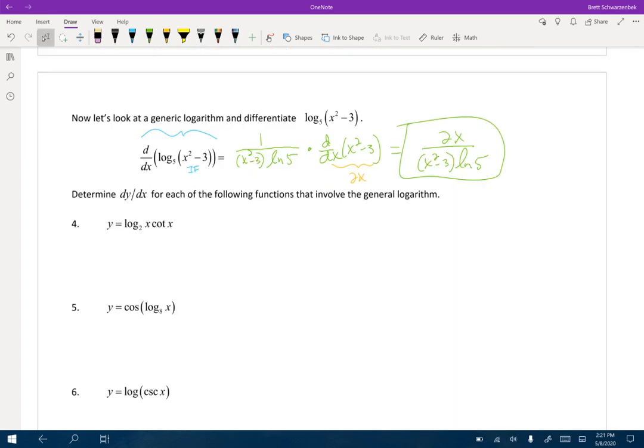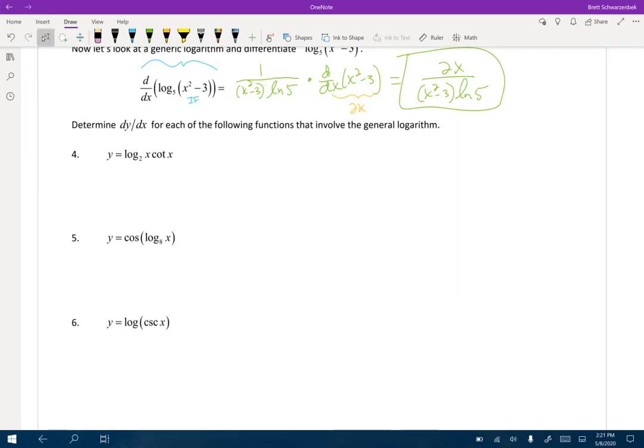Okay, so let's do these problems. Again, very similar to our previous exercise. So if you look at this, it says log base 2 of x, cotangent of x. So we're looking at 2 different functions with x that are clearly being multiplied. So again, what are we doing? You're using the product rule. So what does that look like? So we're going to do the derivative of log base 2 of x times cotangent x plus log base 2 of x again times the derivative of cotangent x.